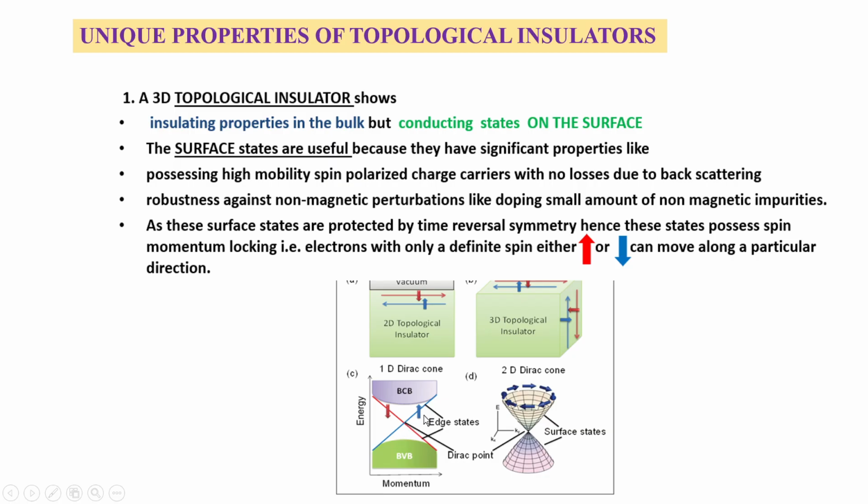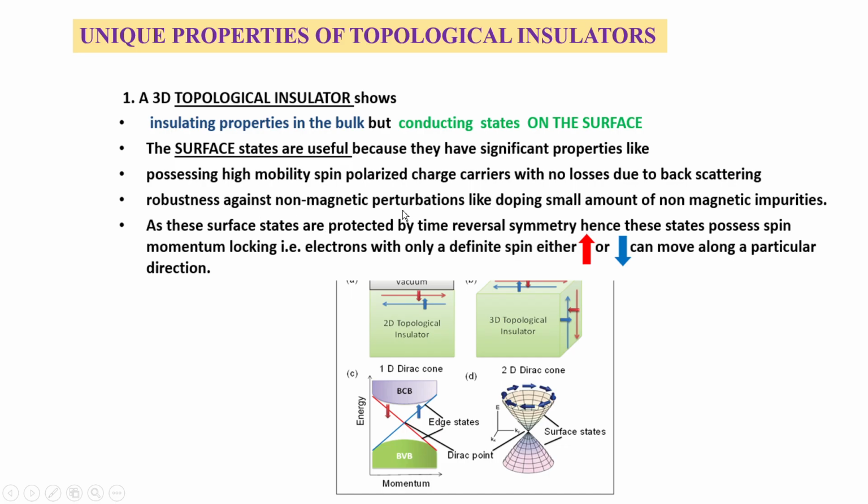electron can move in one direction with spin up, and in the other state the spin is down with the opposite phase. So as the electron changes direction of motion, the direction of the spin also changes. So this is the time-reversal symmetry which holds in these systems. Second, surface states are useful because they have significant properties like possessing high mobility spin polarized charge carriers with no losses due to backscattering. So these electrons cannot backscatter and they move in the forward direction, due to which there is very high speed of electrons and very high conductivity.